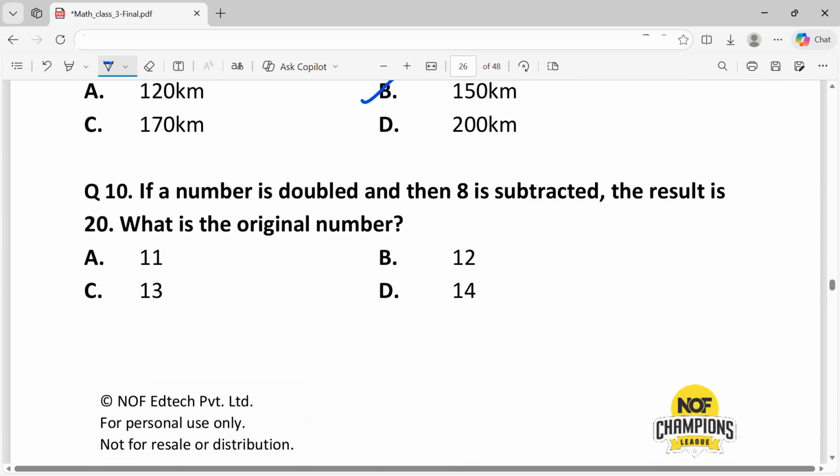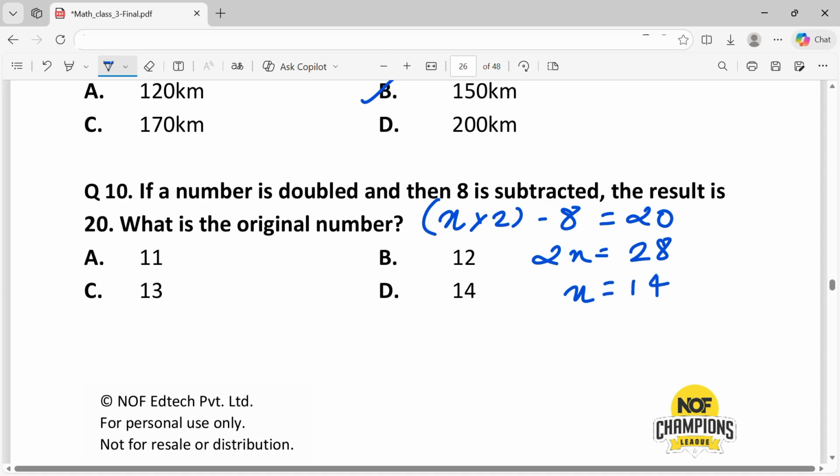Question 10. If a number is doubled and then 8 is subtracted, the result is 20. What is the original number? Let the original number be x. So the equation will be x into 2 minus 8 is equal to 20. That is 2x is equal to 28. So x is equal to 14. That is option D.